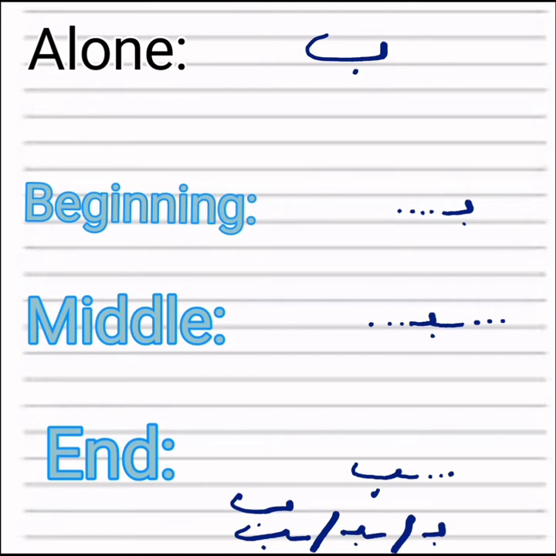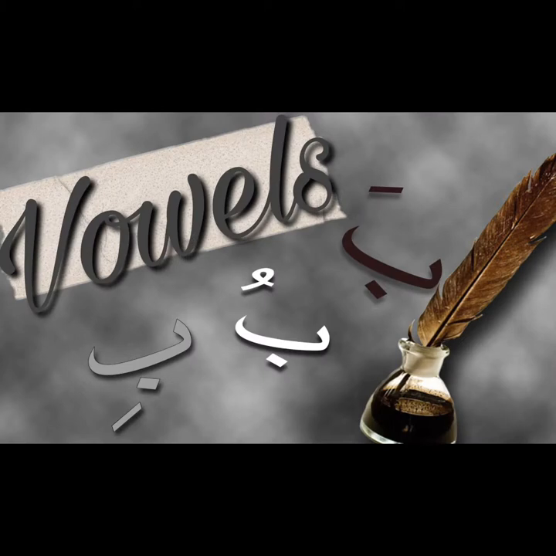And whenever we want to add a small vowel next to the letter ba, just in case you guys don't know what a small vowel is, please check out the video on my channel. I'll give the link in my description box. So moving on, for how we write the vowel on the letter ba, we have the a vowel, the u vowel, and the i vowel.